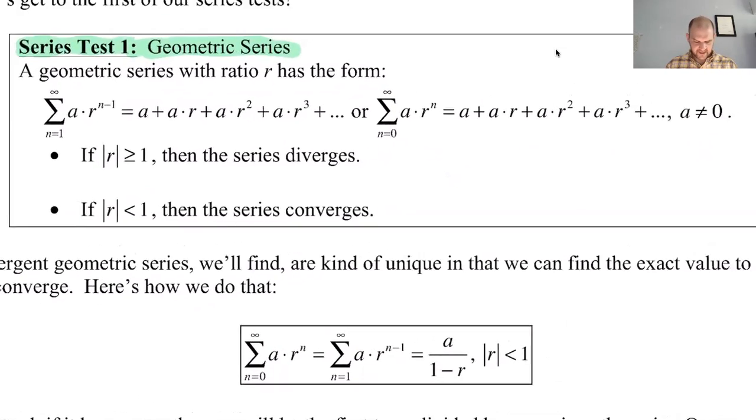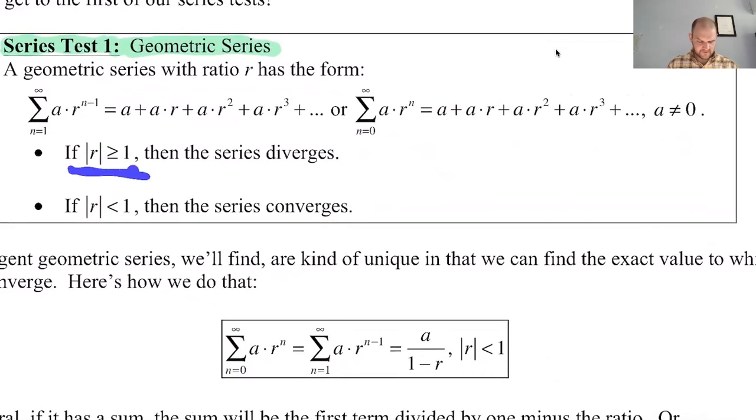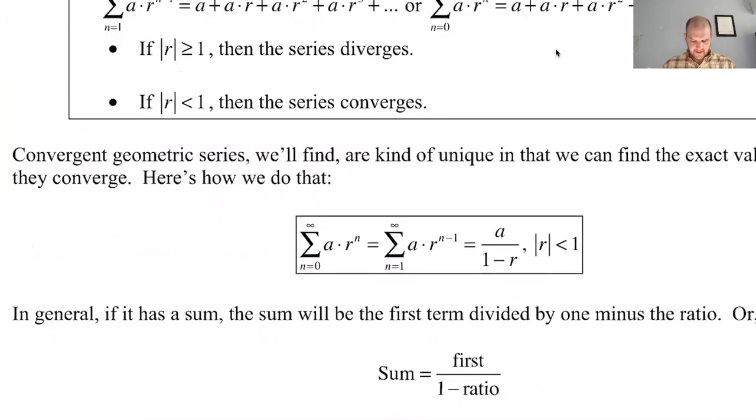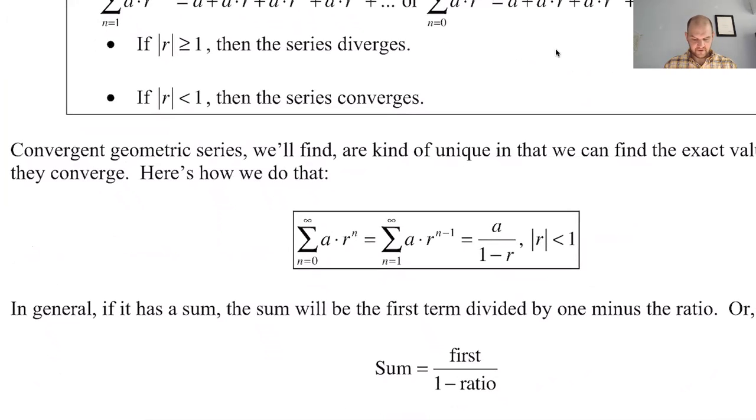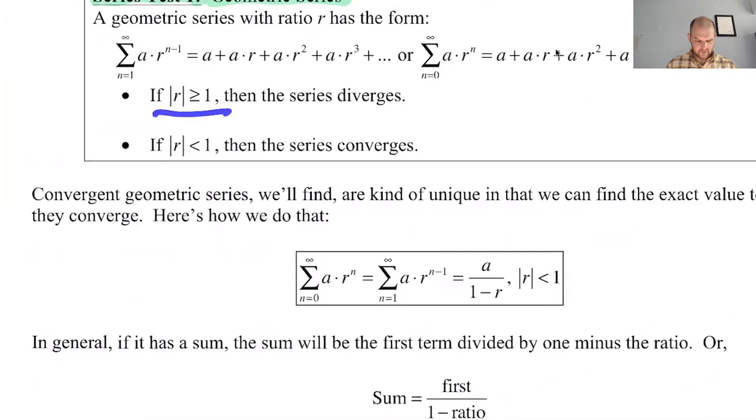So, convergence and divergence. If the absolute value of r is greater than or equal to 1, the series diverges. If the absolute value of r is less than 1, the series converges. That's all there is to it, right? So this is probably one of the easier ones to deal with, but you've got to remember it. So first you have to figure out what r is. Once you figure out what r is, you figure out which of these is true, then decide if it converges.